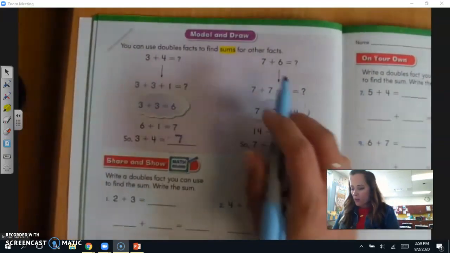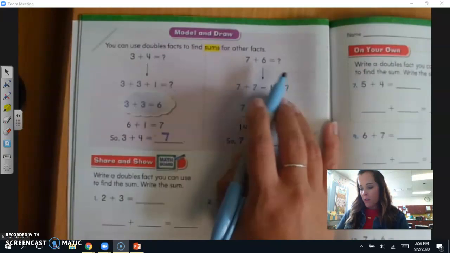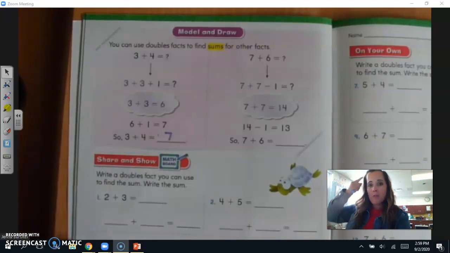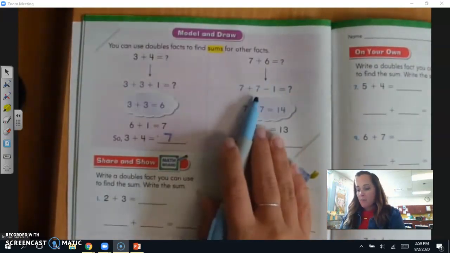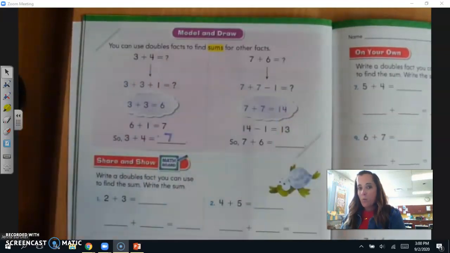Okay, we'll try it over here. It's 7 plus 6 equals question mark. Okay, again, if we know our doubles, we can figure this out super quick. Eventually, you'll be able to do this in your head. This is how I figure out these facts, is I use helper double facts. So if I know what 7 plus 7 is, really, all I need to do is take 1 away.